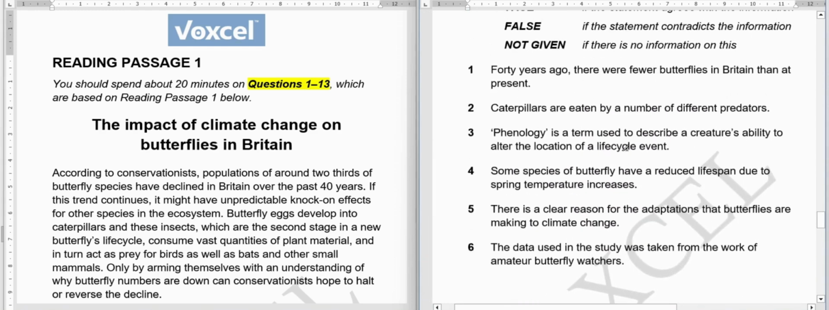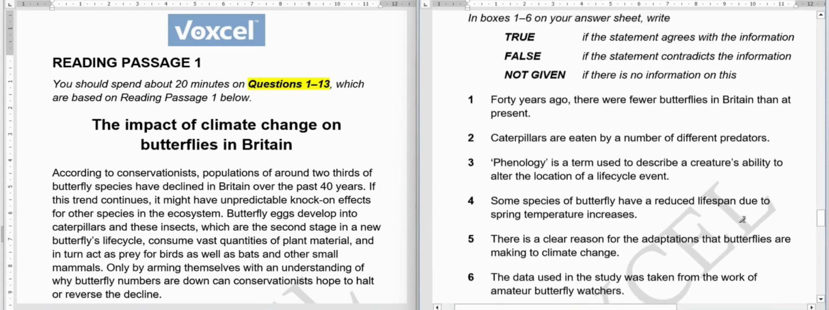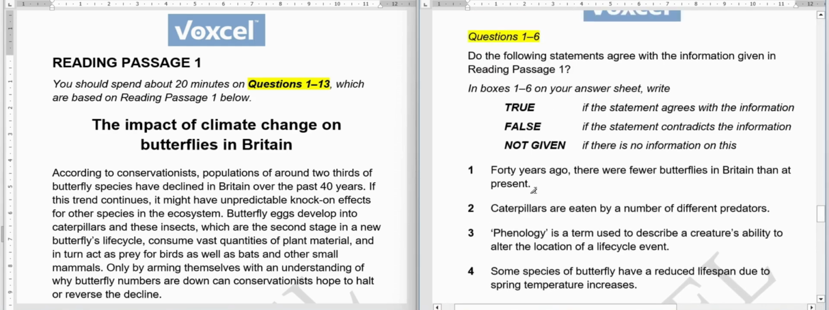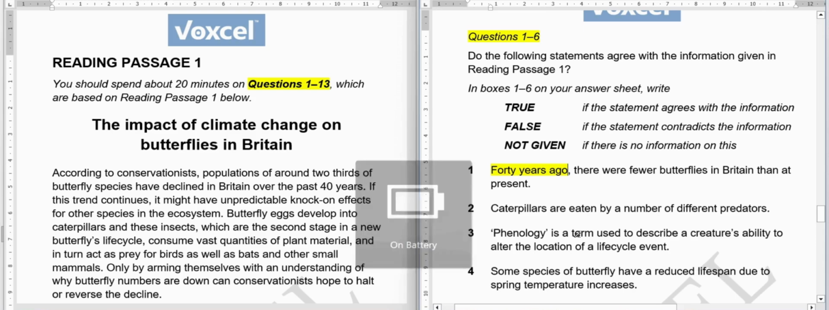Okay, now we're going to read the first question and then we will try to find the answer. First question: 40 years ago, there were fewer butterflies in Britain than at present. So these are our keywords. 40 years ago. Wherever there is something written about 40 years ago, we will write our answer there. Okay, so that will be our location.